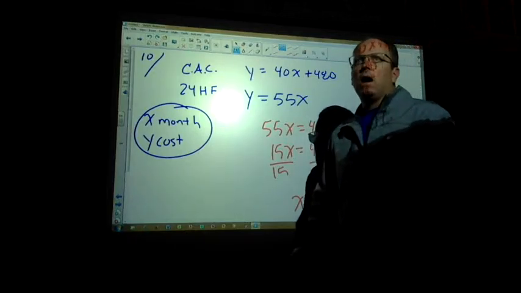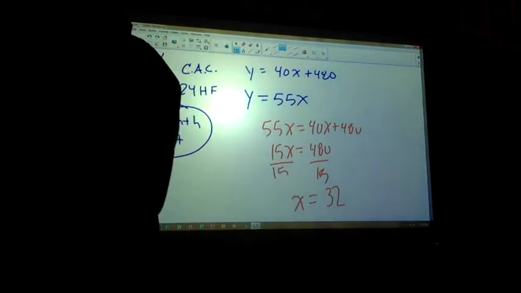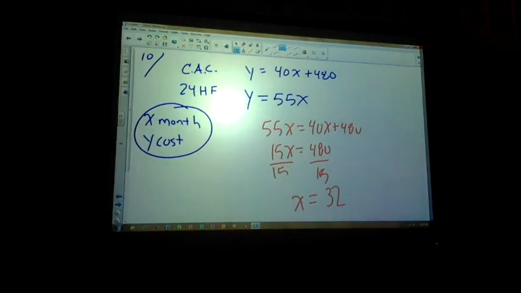So at 32 months, which is coming up on 3 years, you would pay the same amount. And as soon as the next month comes rolling around, 24-hour fitness becomes more expensive. So if you had both places within the same vicinity of your home, and you knew you're going to be long-term at one place versus the other, it would make more sense to join the Colorado Athletic Club if they offered everything the exact same.